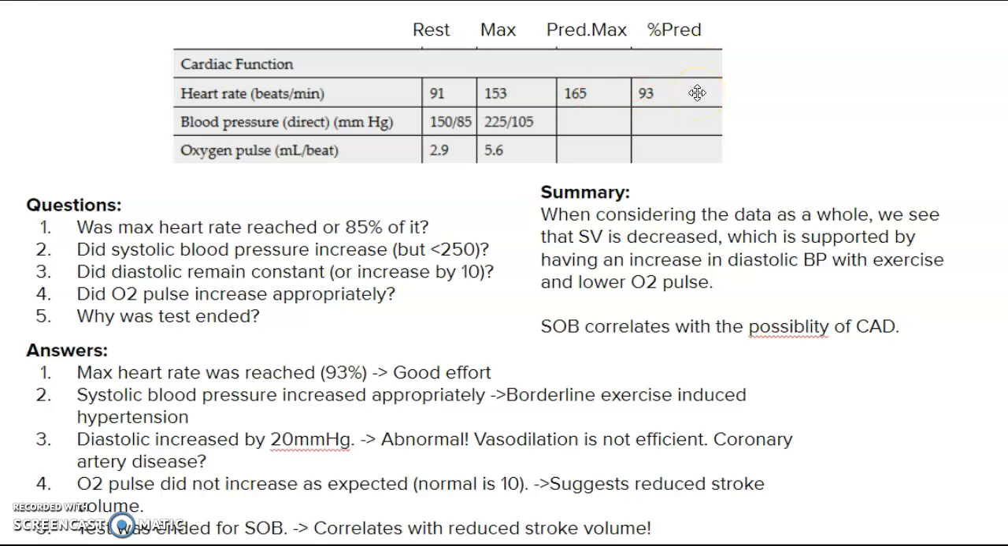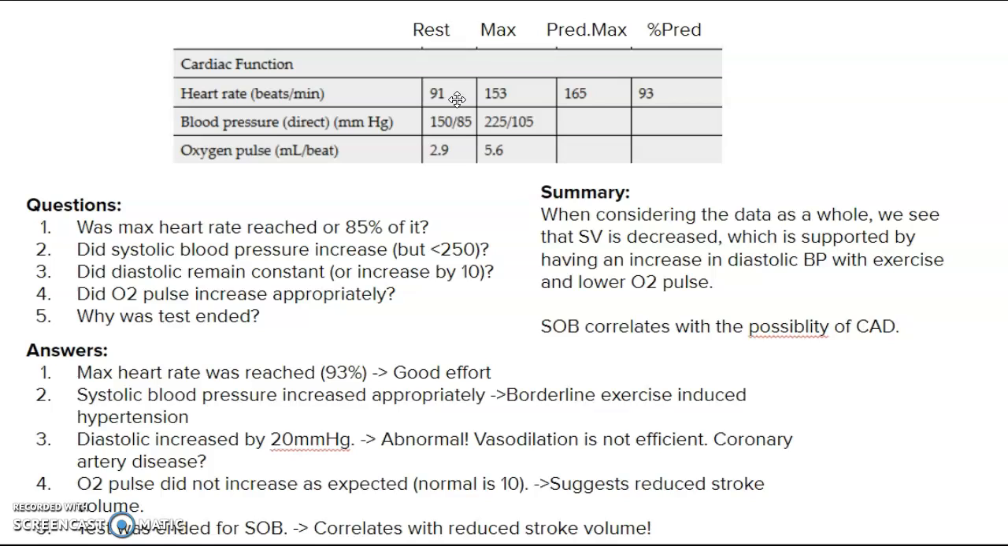When we want to evaluate this, we need to ask ourselves some questions. One, was the max heart rate reached, or 85% of it? Because when someone reaches 85% of their max heart rate, we say they pretty much reached their max heart rate. At rest, their heart rate was 91. 91 is pretty high for resting, so that leads you to think either they're deconditioned or they're not a fit individual.